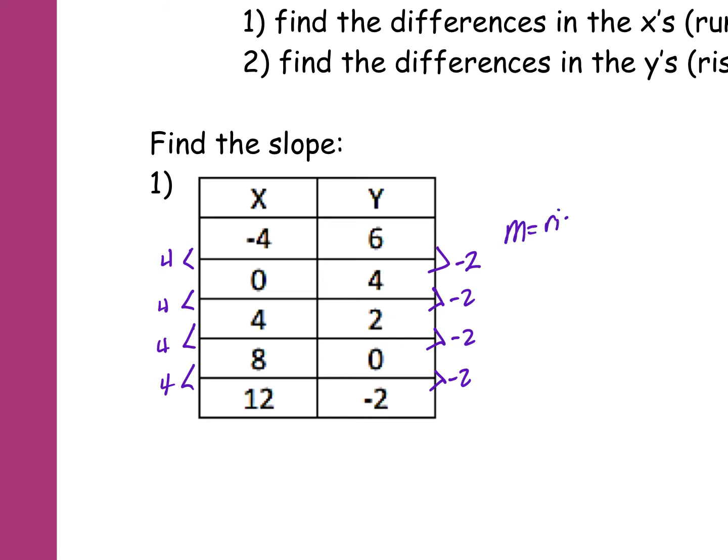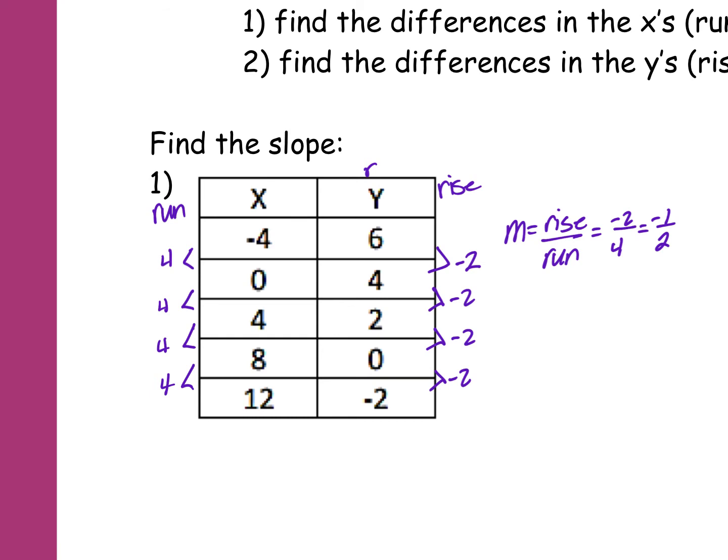So slope equals rise over run. This is my rise here. This is my run. So it should be -2 over 4, which should equal, what does that simplify to? -1/2.